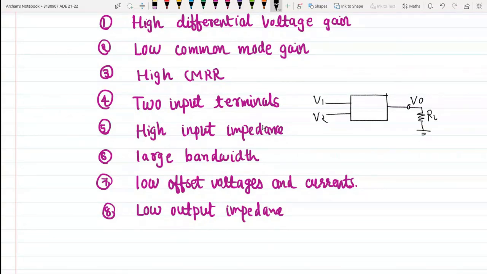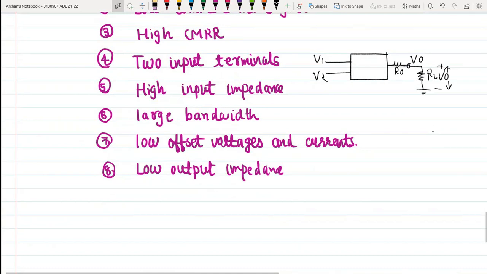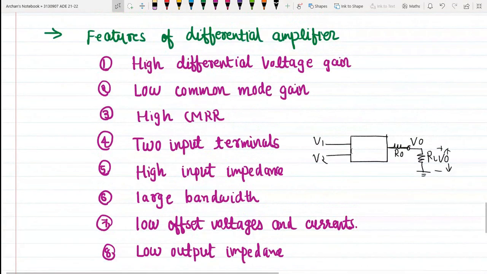Now suppose the impedance of the output terminal is higher, then what will happen? The voltage appearing across this load resistance will be lower. Suppose this is my output impedance R0. If the value of the output impedance is high, there will be a voltage drop across R0, so ultimately the voltage available at the output terminal will be reduced, and this is not advantageous. That is why output impedance must be as low as possible. So these are the various features of a differential amplifier.